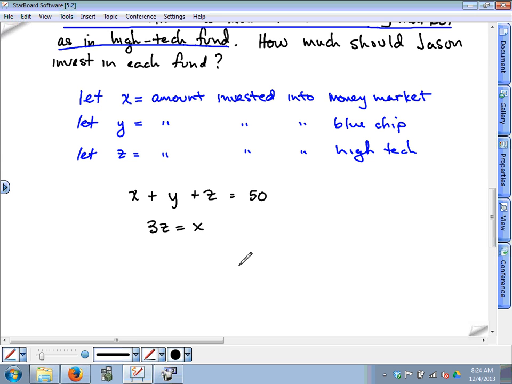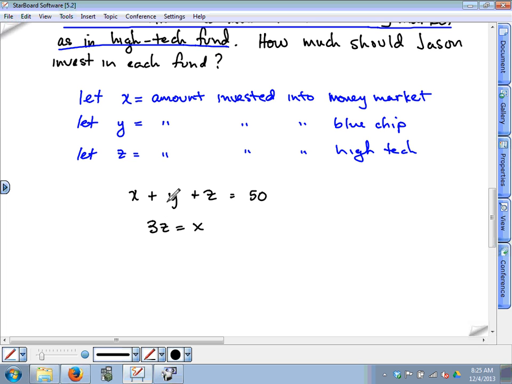Wouldn't this be slightly easier to solve, considering there is one pair of 3 to 1 in 50,000 with extra, which is 30,000? That would be 30,000 in money market, 10,000 in blue chip, and 10,000 in high tech. Money market is 3 times that in high tech, and all the money is invested. That's one possibility that could work. Does it satisfy all 3 of them?